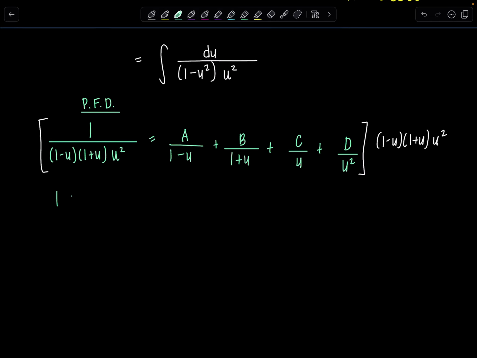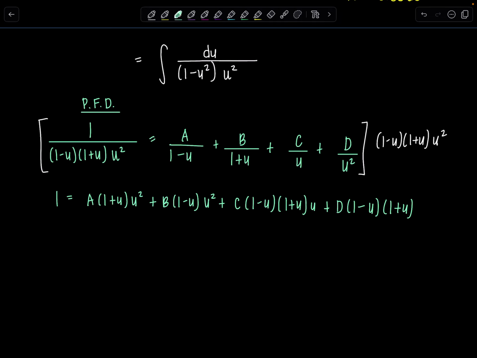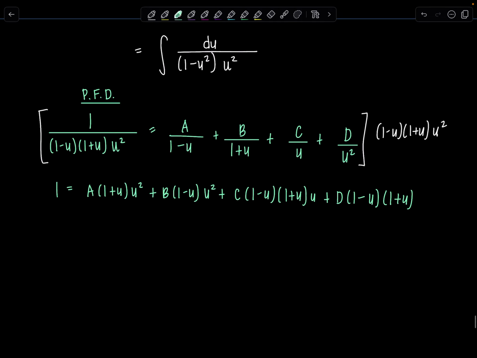Good. So on the left, we've got 1 equals A times 1 plus u, u squared, plus B times 1 minus u, u squared, plus C times 1 minus u, 1 plus u, and a u, and then D times 1 minus u, 1 plus u. Okay, so let's start solving for A, B, C, and D. I'm going to substitute in different values of u to zero things out, starting with -1.